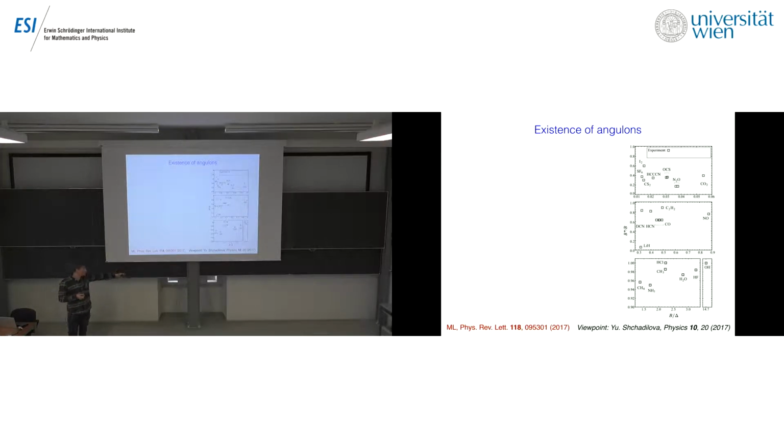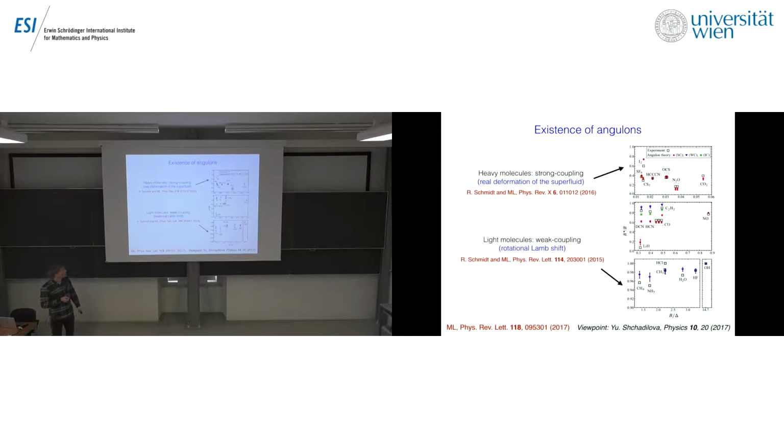Some molecules are extremely light, like water, ammonia, methane. And note the scale, it's 90% to 100%. The effects are on the order of a few percent. And there are some molecules in the middle that can be weak coupling, strong coupling, or require some theory of their own. So here is our theory.